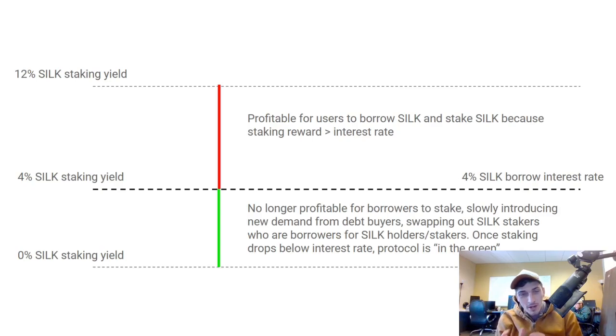And then what happens is right around 4%, you start to swap out people that are locking up collateral, minting Silk to stake. You're swapping those people out with actual buyers of debt who then go and stake. And so what happens there is your APY profile will actually drop below the interest rate. And now the protocol is in the green because it's no longer profitable for borrowers to stake. The composition of Silk stakers slowly shifts away from borrowers and over to these buyers of debt, which is highly, highly, highly profitable.